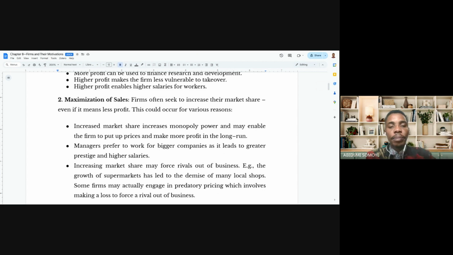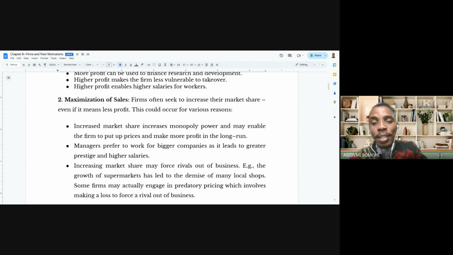All right. Three, increased market share may force rivals out of business. For example, the growth of supermarkets has led to the demise of many local shops. Some firms may actually engage in predatory pricing, which involves making a loss to force a rival out of business. So some of the reasons why firms will have an increase in sales as a goal is to force a rival out of business. It's competition, and so you have to do what you have to do to ensure that you are in business. The other firms might not be able to compete with you because you've engaged in predatory pricing.